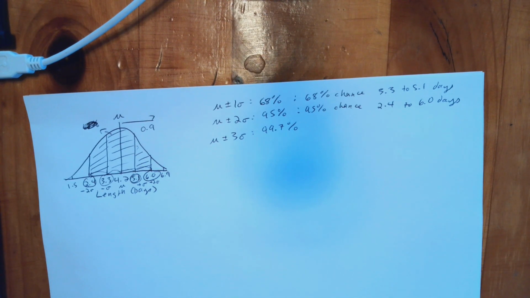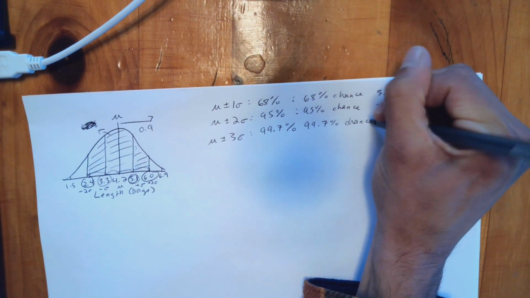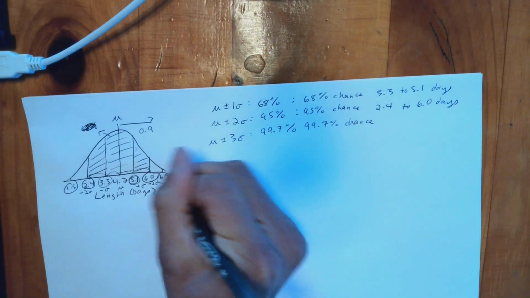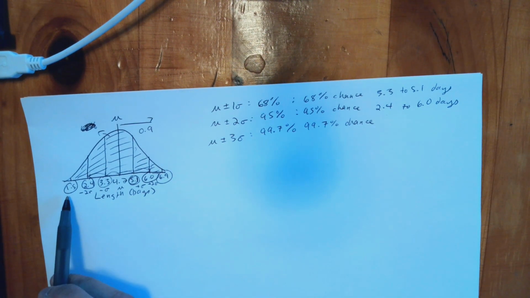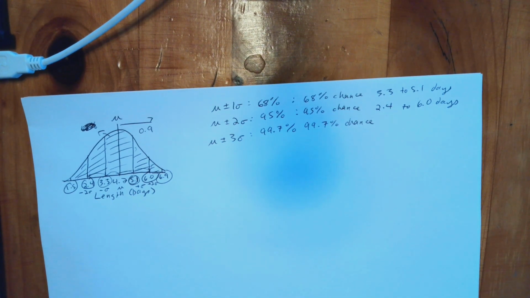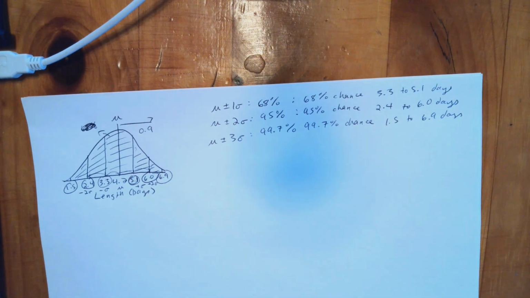We have a 95% chance that our trial is going to last between 2.4 and 6.0 days. And I didn't ask you this in the question, but I'll just fill it in for the sake of completeness. If we apply this last part of the rule, we can say we've got a 99.7% chance that our trial is going to last between 1.5 and 6.9 days, because now we've got this area under the curve within 3 standard deviations of the mean on either side, corresponding to the area under the curve between 1.5 and 6.9. And that means that we can be 99.7% sure that a trial is going to last between 1.5 and 6.9 days.